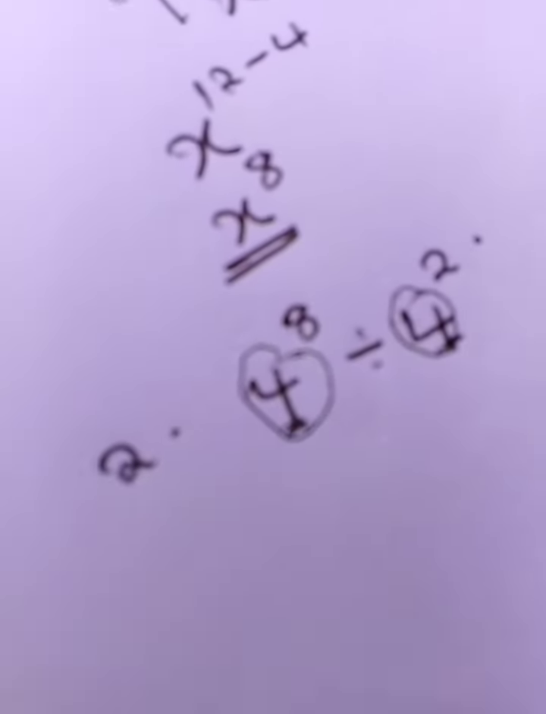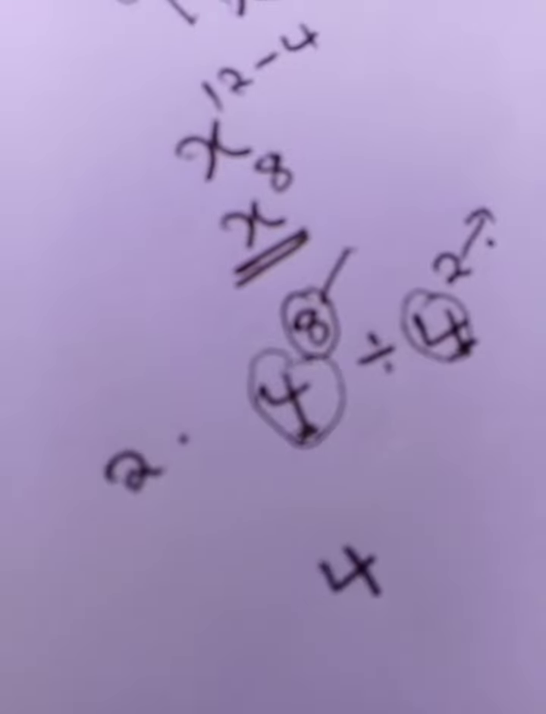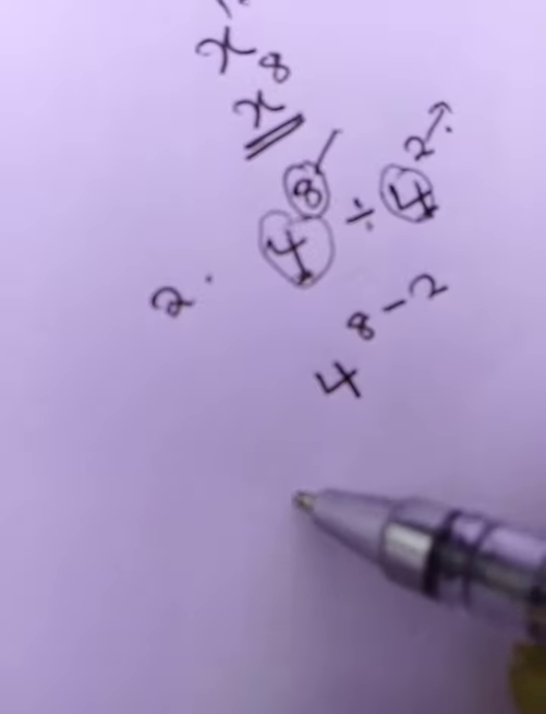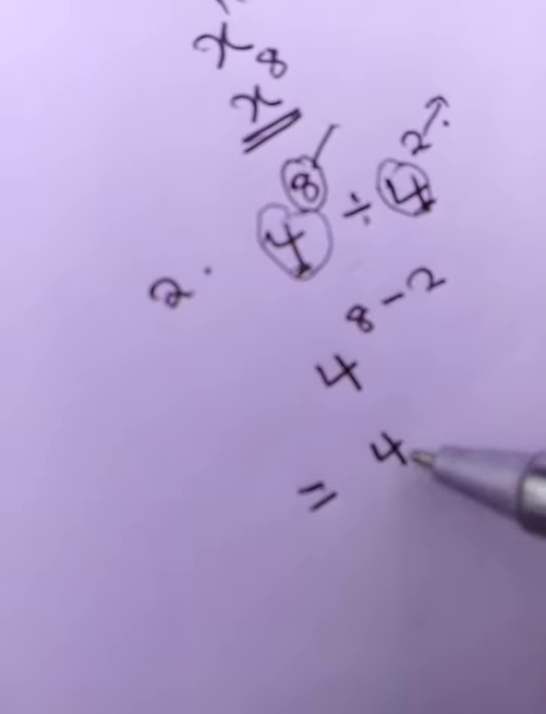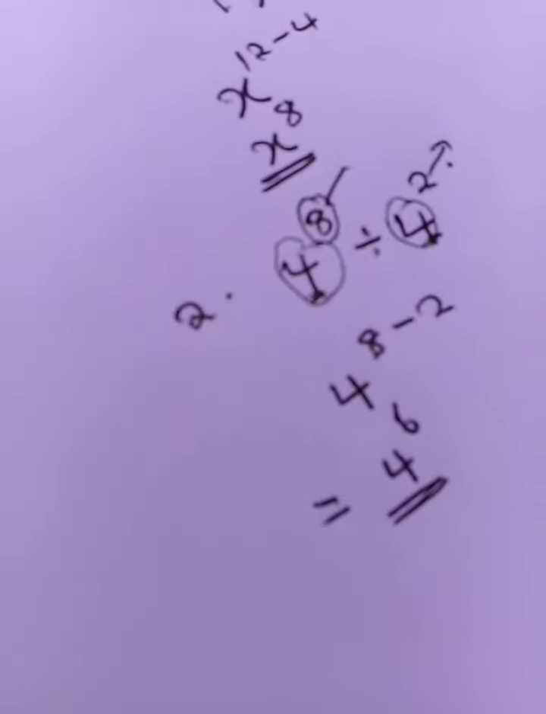When our bases are similar, we maintain the base, which is 4. Then our powers or indices are 8 and 2. Like we said earlier, when we are dividing indices with the same base, we maintain the base and subtract the powers. So we subtract 2 from 8, 8 minus 2. Maintain the base, 8 minus 2. We got 6. So this is our value for our question.